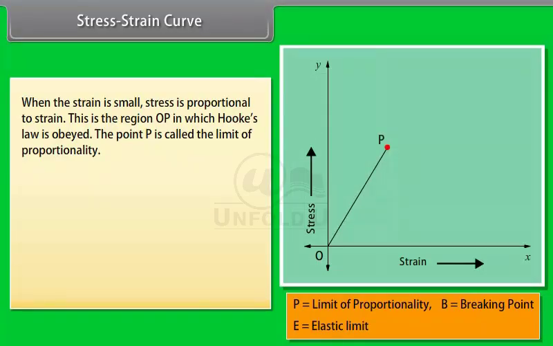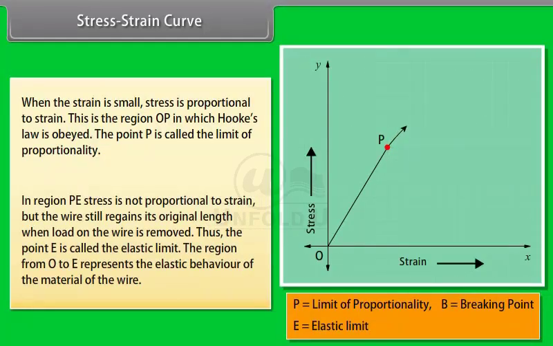The point P is called the limit of proportionality. In region PE, stress is not proportional to strain, but the wire still regains its original length when load on the wire is removed. Thus, the point E is called the elastic limit. The region from O to E represents the elastic behavior of the material of the wire.